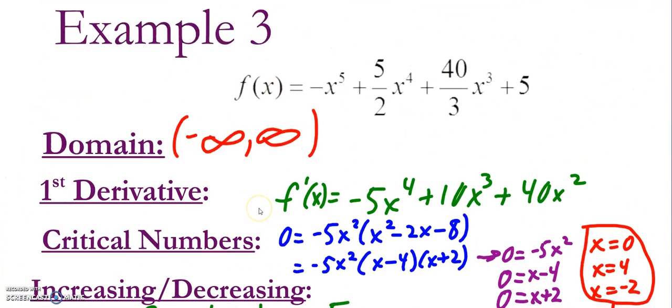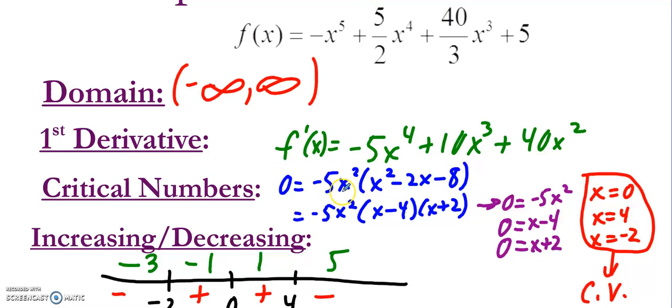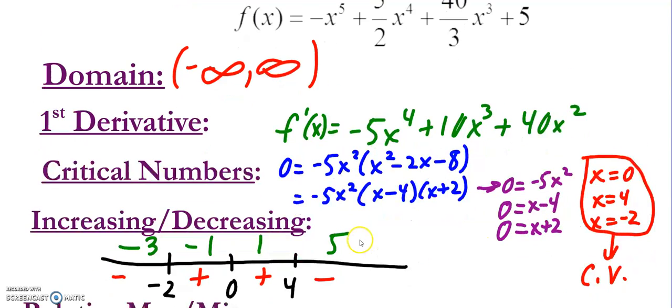Okay, let's look at the work, make sure we understood how we get that if we didn't get that. So first, domain is all real numbers, this is a polynomial. Fantastic. First derivative, just do our general power rule. I can factor out a negative 5x squared, and then I can factor x squared minus 2x minus 8 into x minus 4 and x plus 2, so I find my critical values by setting each of those equal to 0, and I get x equals 0, x equals 4, and x equals negative 2.